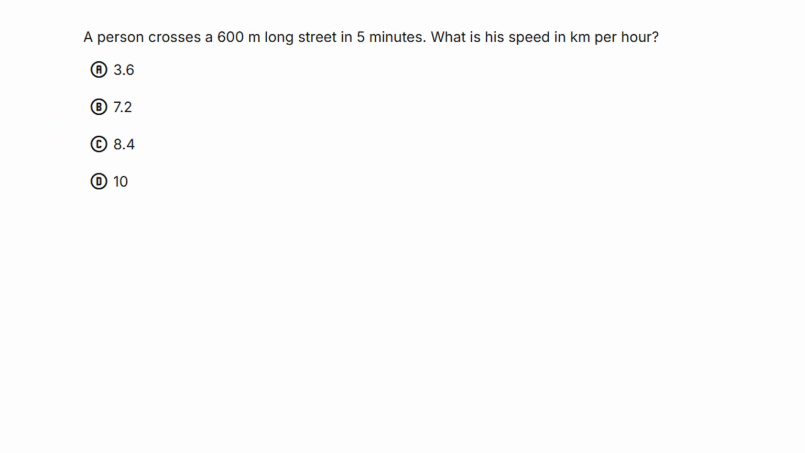Let's move on to the second question. A person crosses a 600-meter long street in 5 minutes. What is his speed in kilometer per hour? It is the same kind of question as the first one, but you can see a small change here. They give 5 minutes of time. We have meter per second or kilometer per hour, but we never see minutes. Let's see how to calculate this speed.